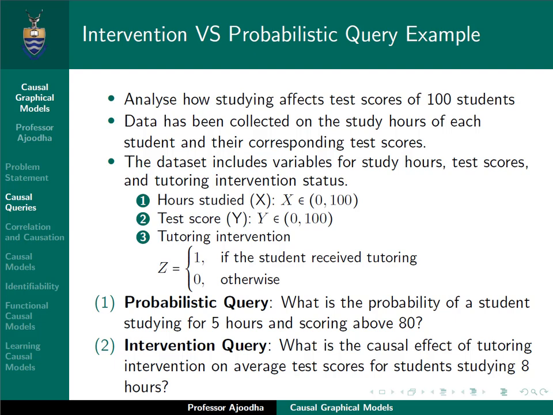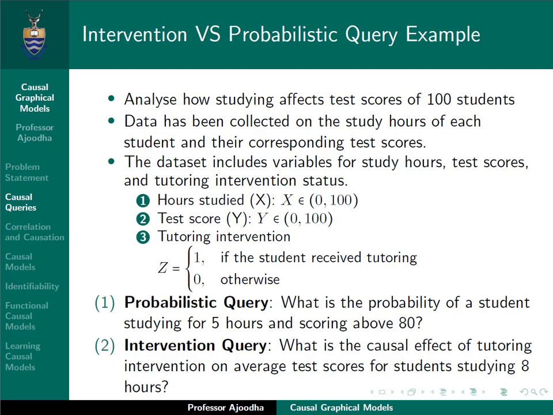A probabilistic query might ask something like, what is the probability that a student who studied for 5 hours scored above 80%? An intervention query asks something different. It would ask, what is the causal effect of tutoring on test scores for students who studied 8 hours? It's a very different question. The first query is observational. The second query is causal.